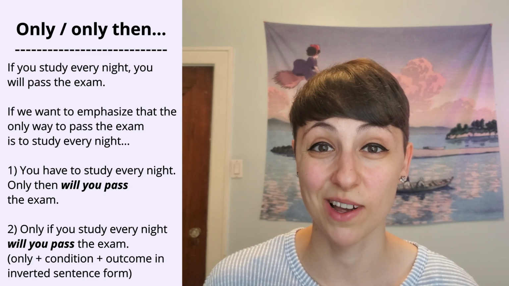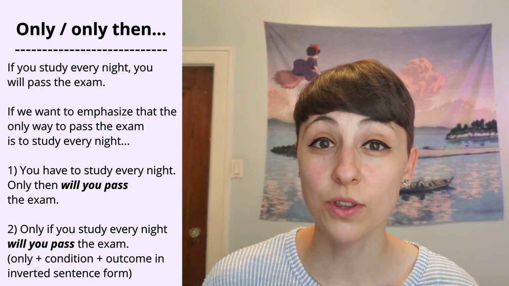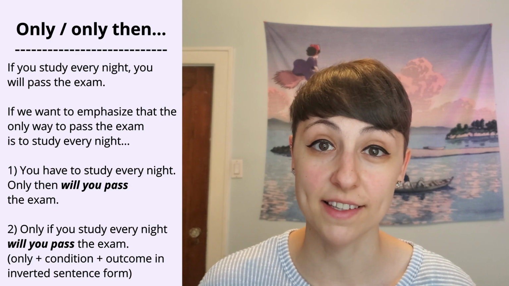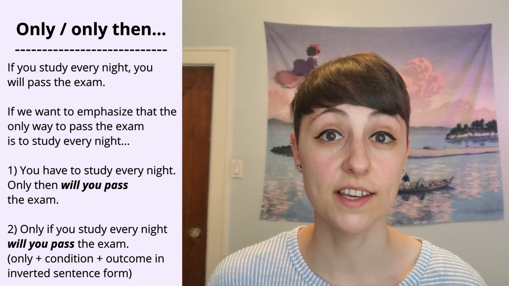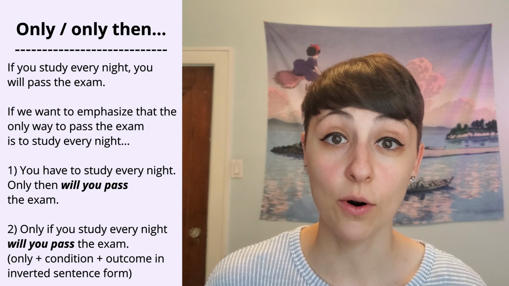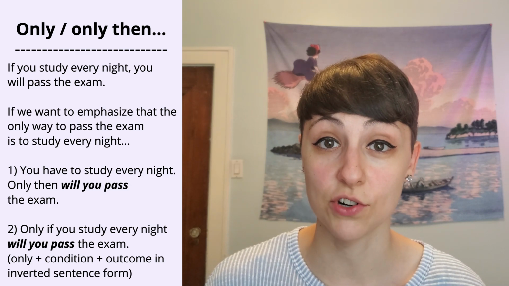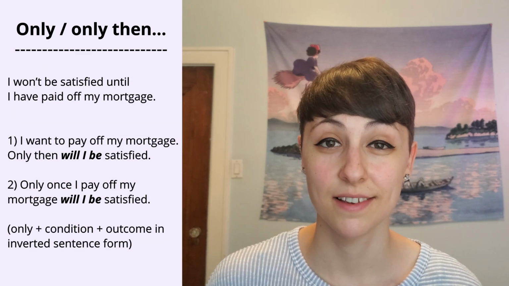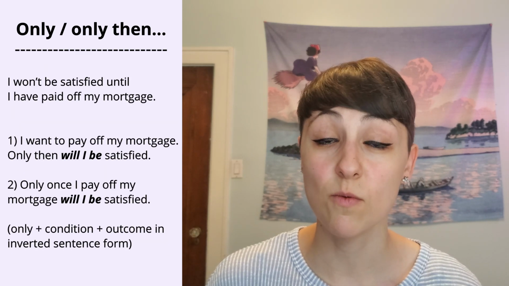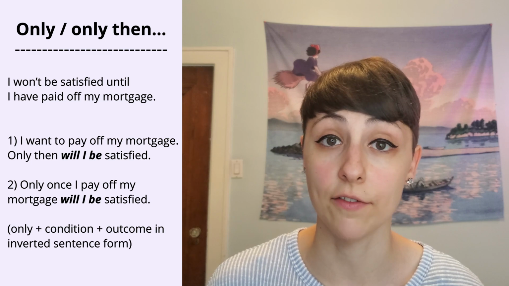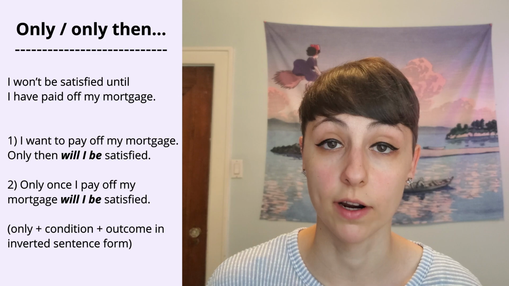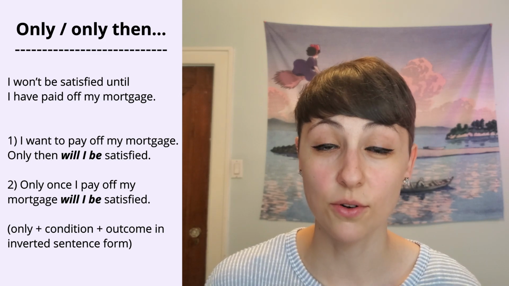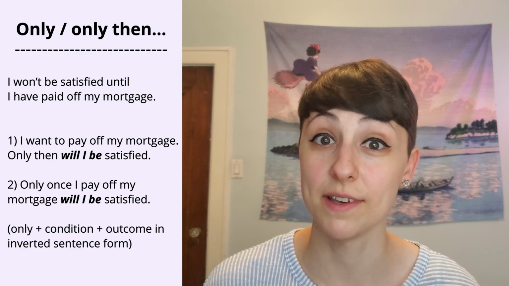We can also move things around a little bit and say, only if you study every night will you pass the exam. For this sentence structure, we use only plus the condition and then the outcome in the inverted sentence structure. Here's another example. If you want to say, I won't be satisfied until I have paid off my mortgage, you can say, I want to pay off my mortgage. Only then will I be satisfied. Or, only once I pay off my mortgage will I be satisfied.